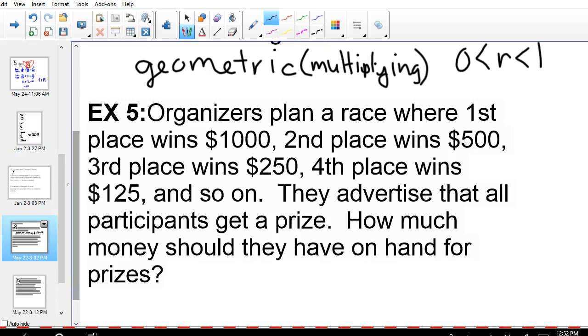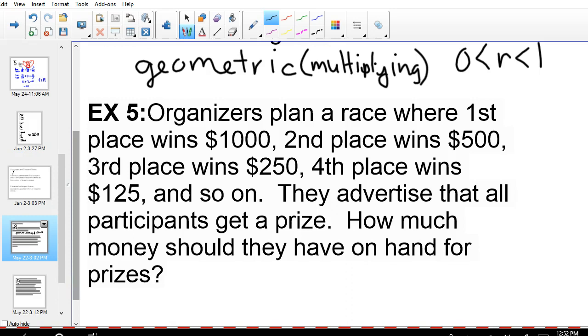So if we're going to do this, the question is, how much money should we have on hand for prizes? How much money are we going to have to give for prizes? Now, to me, the answer is infinity. It seems like the answer is infinity, right? If you're going to give infinite prizes, you have to have infinite dollars. But it's not. This is so cool.